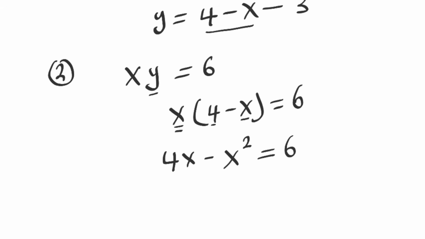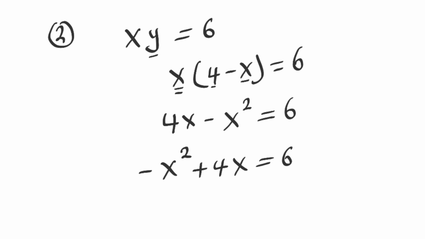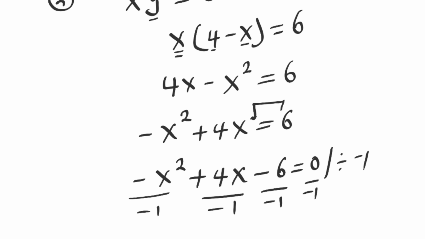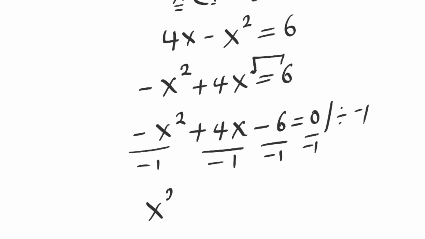Now let's put this in standard form. We have minus x squared plus 4x is equal to 6. If you bring this 6 to this side, it becomes minus 6 is equal to 0. Now let us divide the whole of this equation by minus 1. We have x squared minus 4x plus 6 is equal to 0.